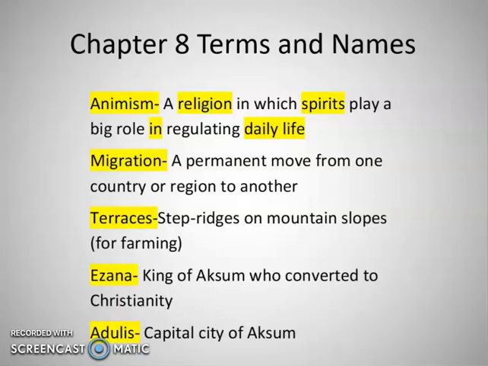Here are the definitions you need to know for Chapter 8. Pause it to copy those if you need to. Pretty basic. There's only a couple.